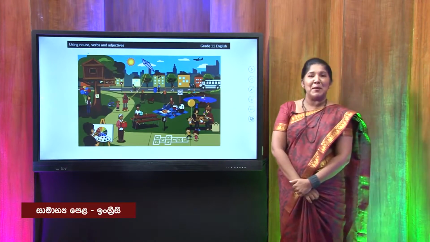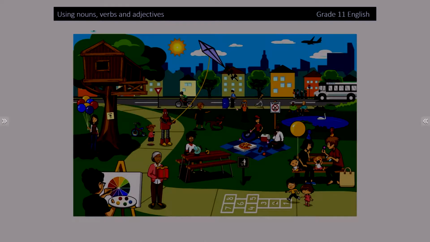Yes, study this picture. Now you know this is a very familiar place, like we all go to spend during our weekends, and maybe they are spending their leisure time there, and there are many activities taking place, and there are a number of sentences that you can write when you study this picture. And having the knowledge of nouns, verbs, and adjectives, I would like you to write some beautiful sentences that we can read and enjoy.